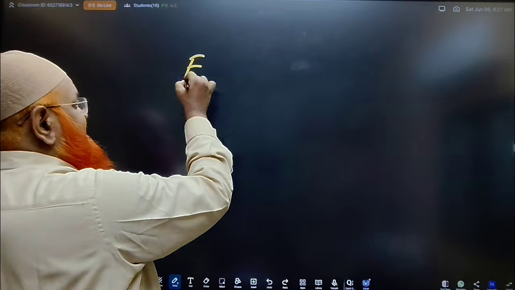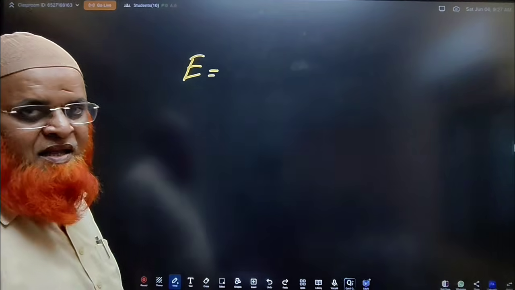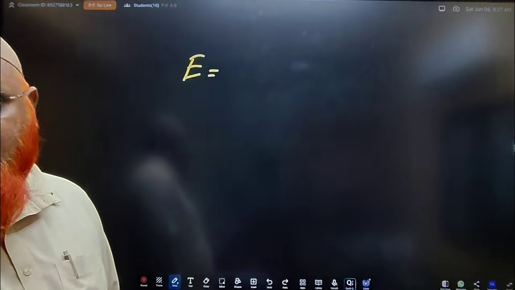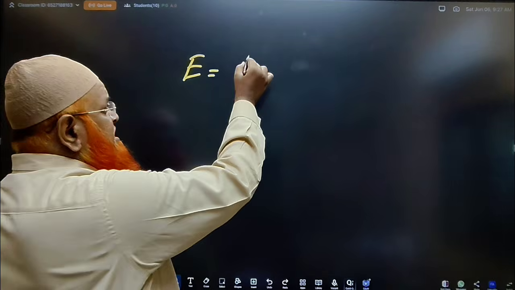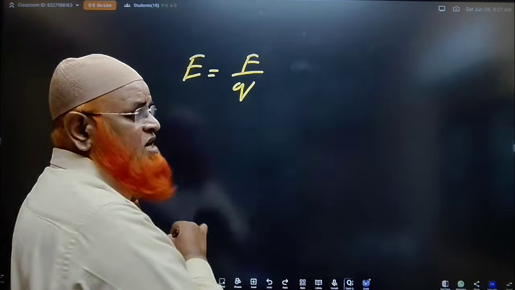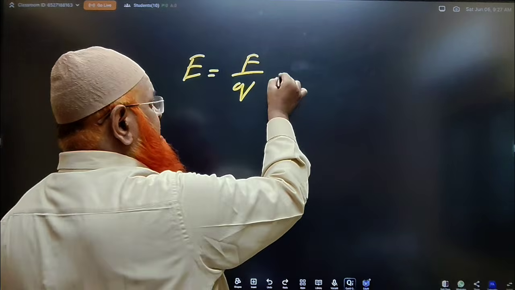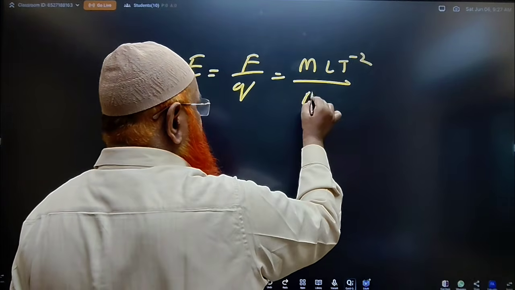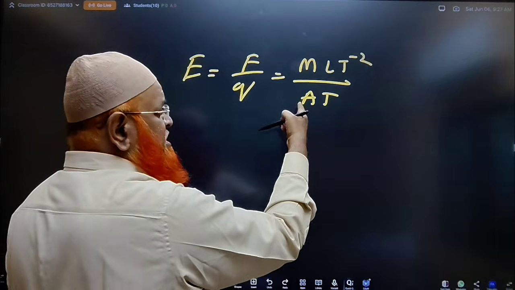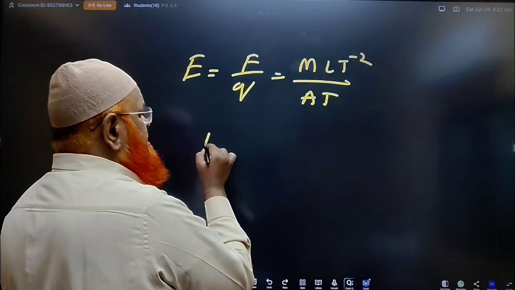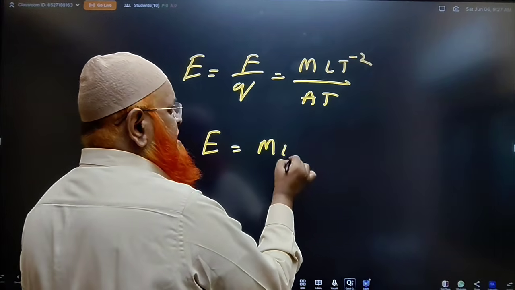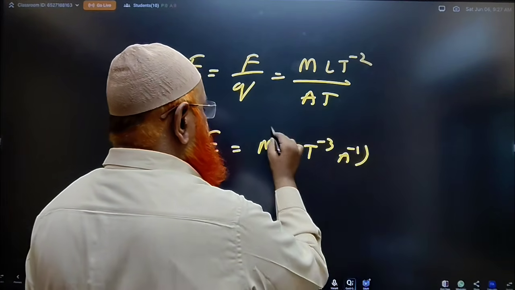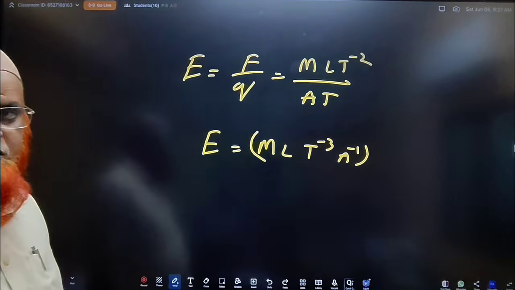Electric field intensity E. Electric field intensity is nothing but force acting on unit charge. Force is ML T power minus 2, force into acceleration. Charge means A into T. A means current, current means ampere. So electric field intensity is ML T power minus 3 A power minus 1. Sorry, I misunderstood that one.